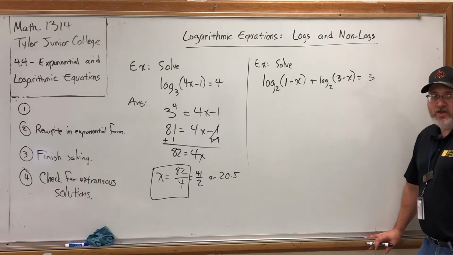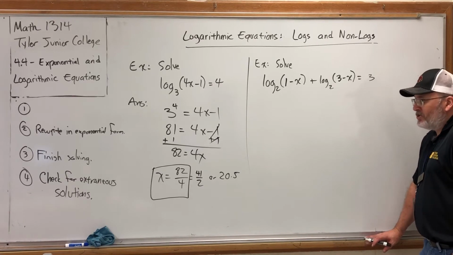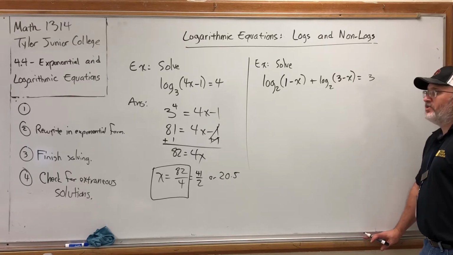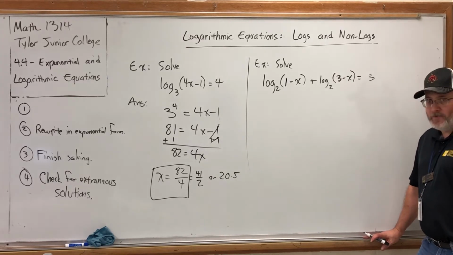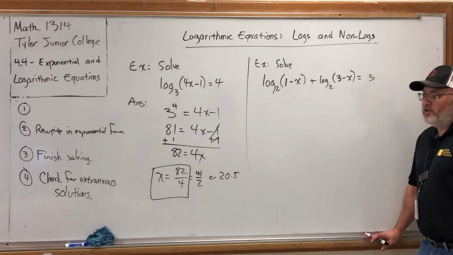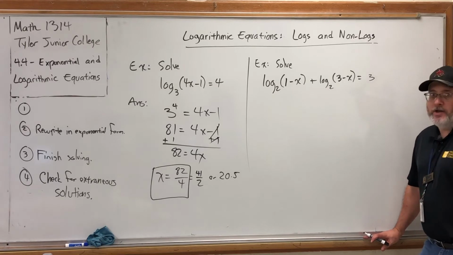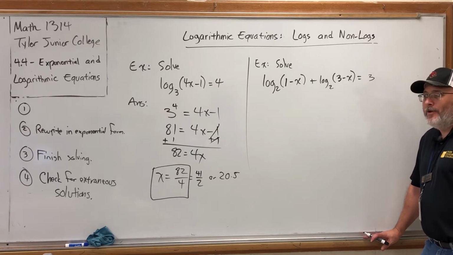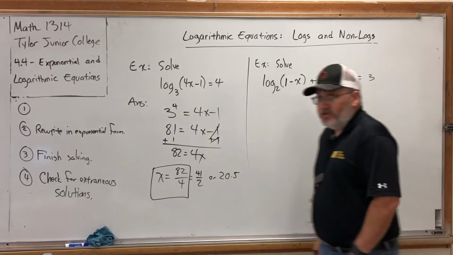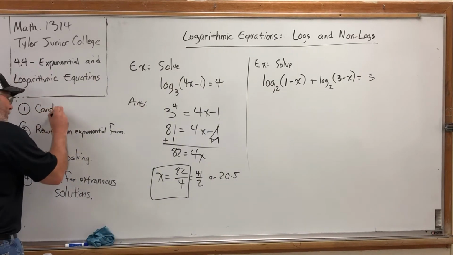There are 2 logs on the left instead of 1. Our second step requires to rewrite in exponential form, but that's under the assumption that it's in logarithmic form. Log equals a number. This side is not. This is log plus log equals a number. We have 2 logs, so we want 1. Oh, we need to condense. The first step is condense into 1 log.